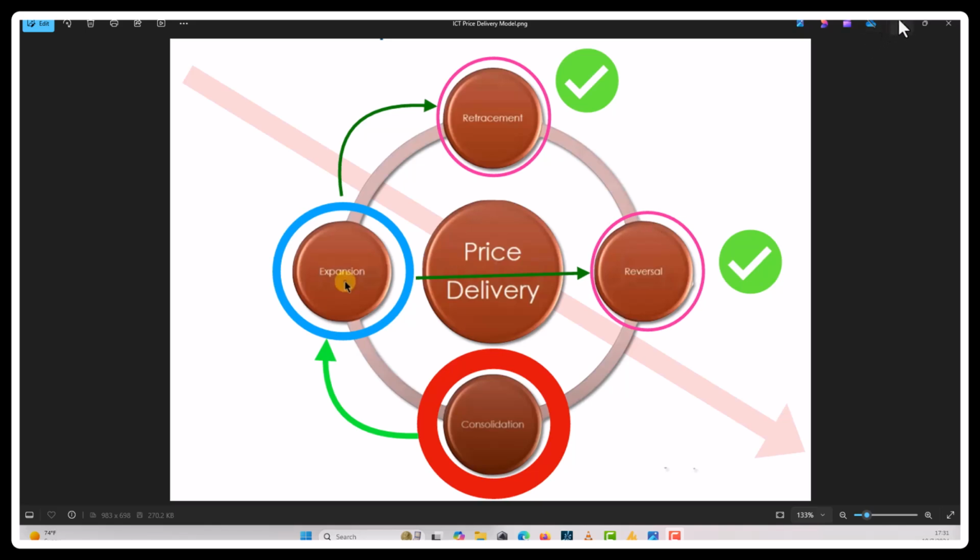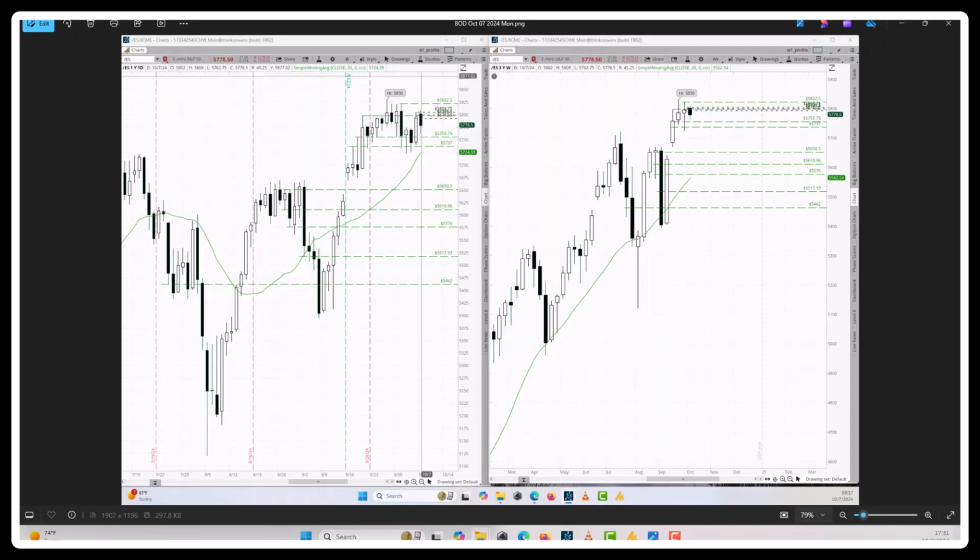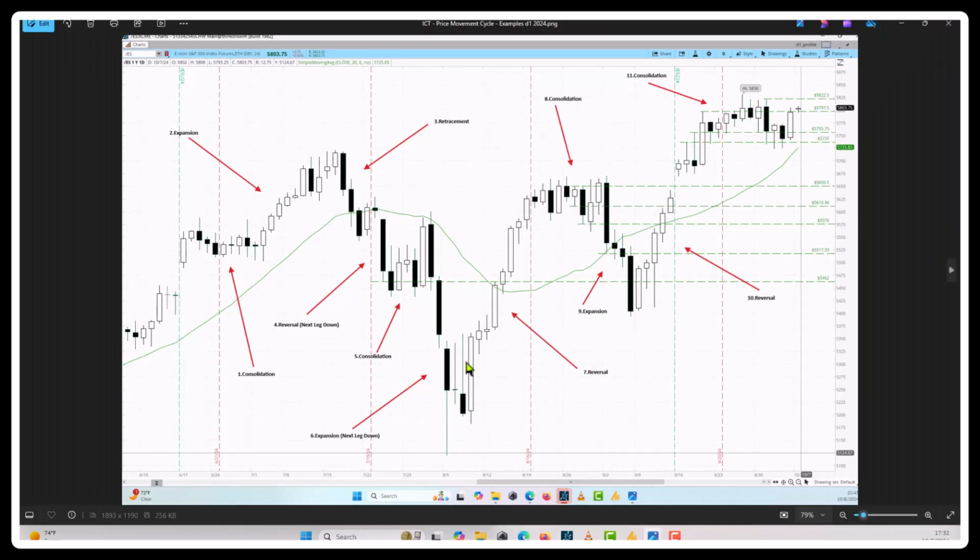That's the idea right there. So now let's go into some of the examples that we caught. All right, let's go. So right here, this is based on the ICT price delivery model. Let's start with the consolidation.